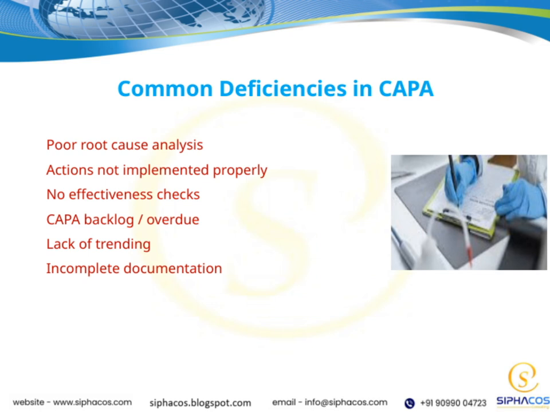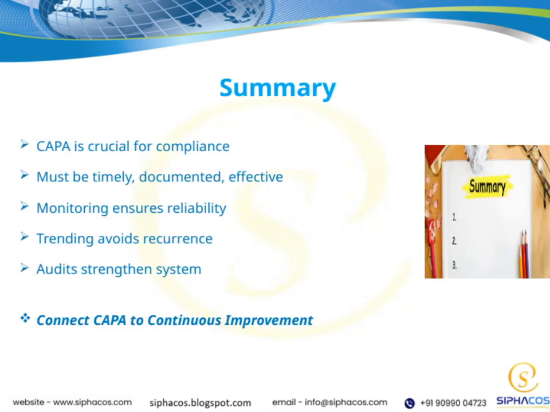All of these points highlight how important it is to have a robust, disciplined approach to CAPA, ensuring each step is thorough and well executed to truly improve our processes and quality. So to wrap things up, let's look at the key points on this slide. First, CAPA, or corrective and preventive action, is absolutely crucial for maintaining compliance. It's not just about fixing issues when they arise, but making sure those issues don't happen again.